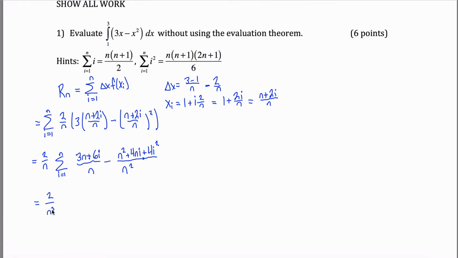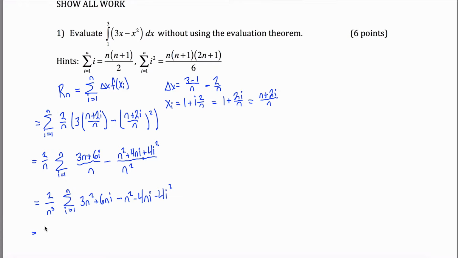and call this 2 over n cubed times the sum from i equals 1 to n of, let's see what I would have left. If I multiply by n over n here, I would have 3n squared plus 6ni minus all of this stuff. So minus n squared minus 4ni minus 4i squared.